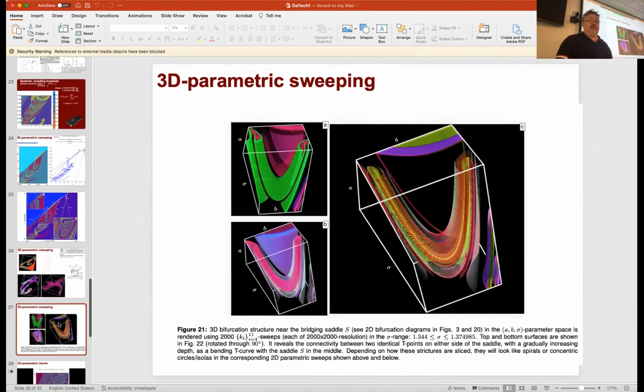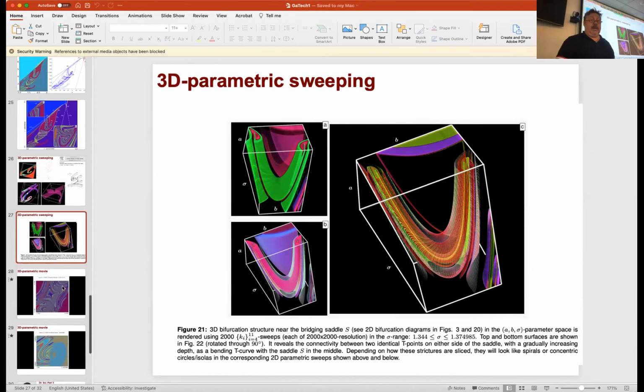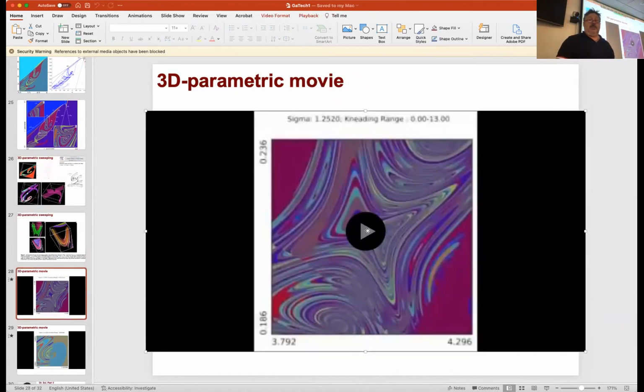You can create bifurcation diagrams. You can figure out what the saddle means. It's just a hyperbolic paraboloid, and things like that. It's fun, okay?